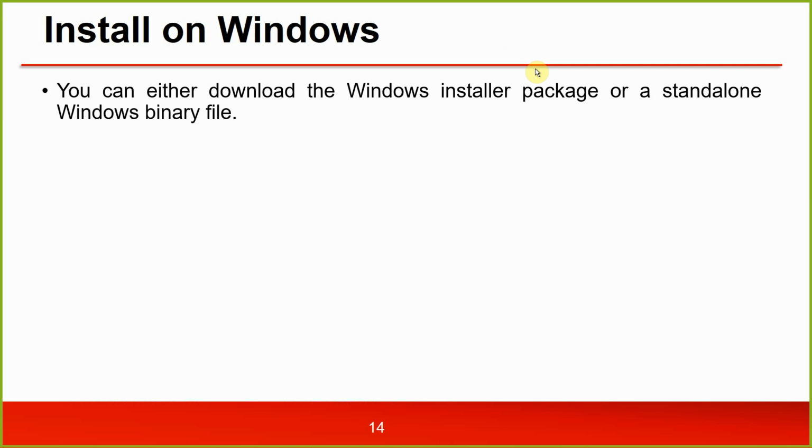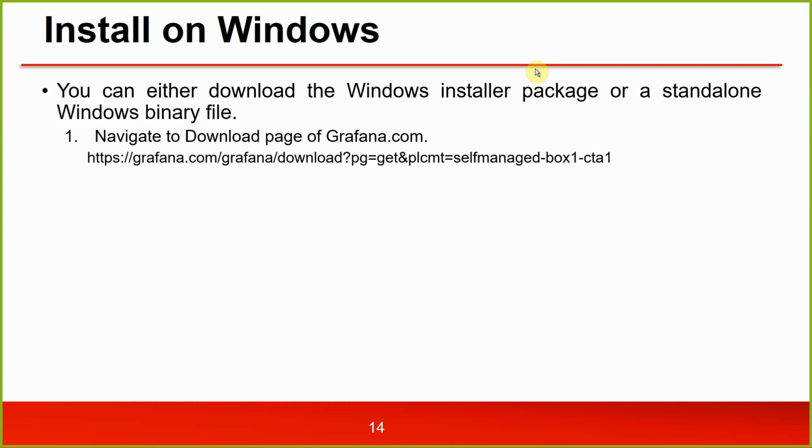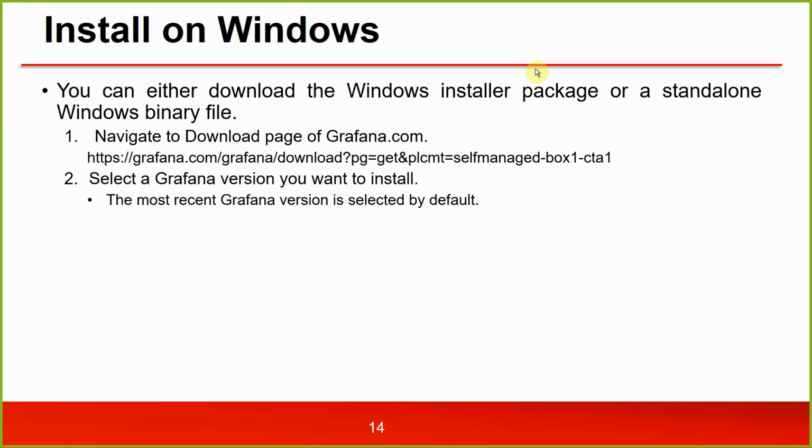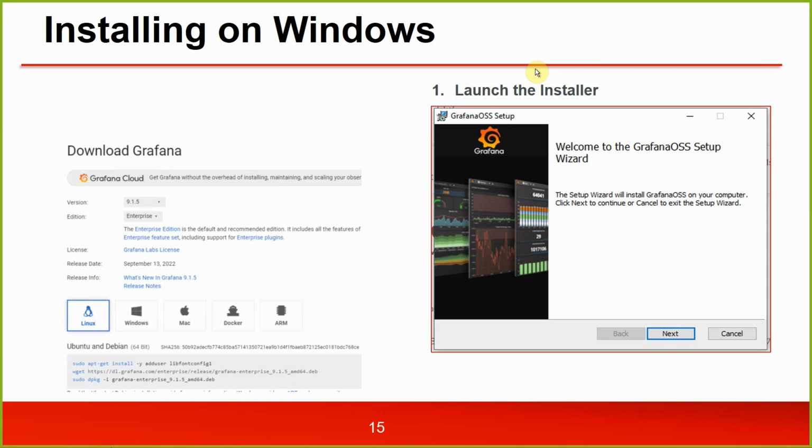Installing on Windows. You can either download the Windows installer package or a standalone Windows binary file. Navigate to the download page of grafana.com located at this URL. This is the complete URL which I got from the page, because I visited this page yesterday and updated this link. The earlier link was slightly different, but after the upgrade the link has changed. Select the Grafana version you want to install. The most recent version is selected by default. Select the edition, enterprise or open source, and click on Windows.